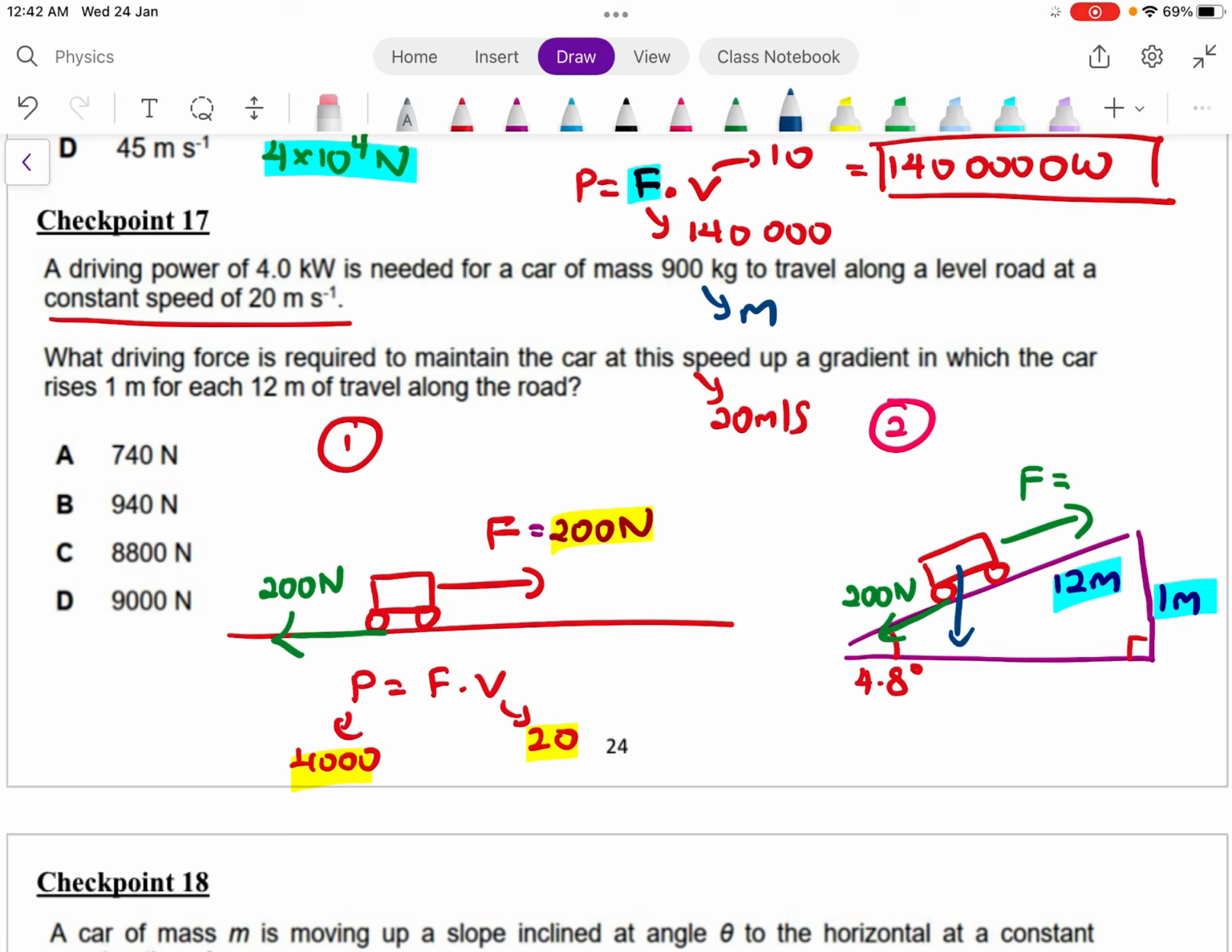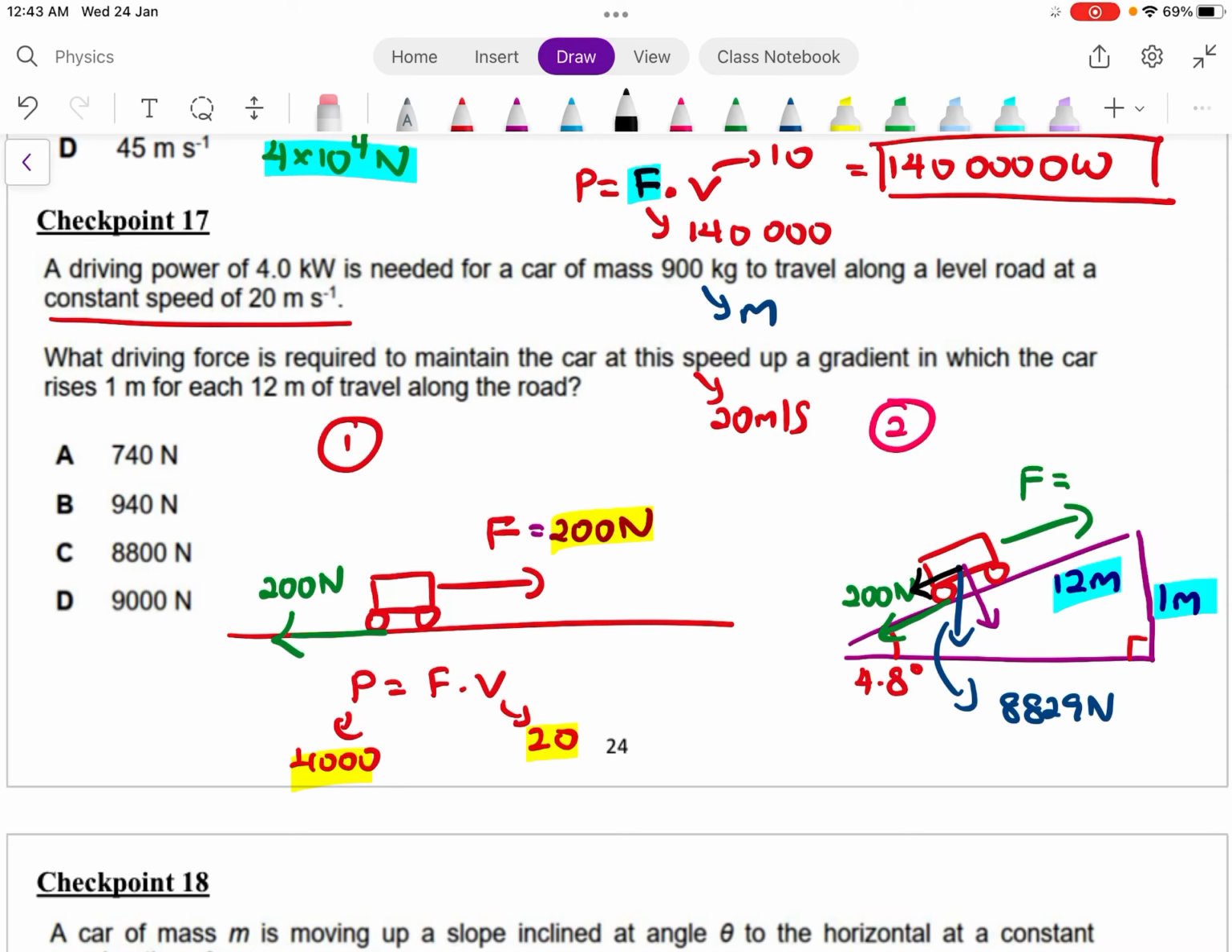Because there's a weight, the weight is about 900 multiplied by 9.81, which will give you 8829 Newton. Since we know the opposite and the hypotenuse, we know that the angle of incline is about 4.8 degrees using the sine. With this, I need to resolve the weight component. So, for example, there's a perpendicular component, then there's one more, your parallel component. So the parallel component is right here.